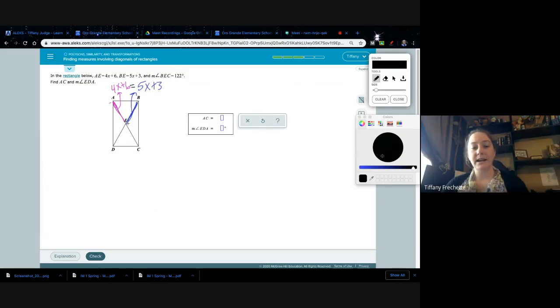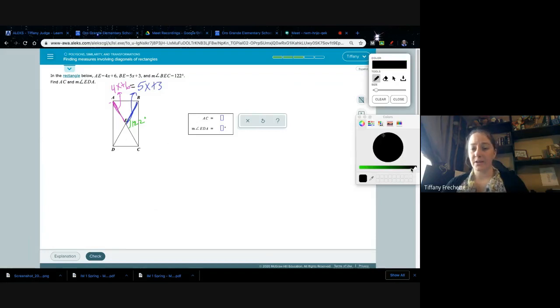They want AC, so they want the whole thing. So we are going to have to find x and plug it back in. That'll give us one of the halves, and then we'll have to add or multiply by 2 to get the whole thing. So we have a couple extra steps on this one. All right, the last thing they want here, let's go to green. So green is BEC, so they're giving us that this angle here is 122 degrees.